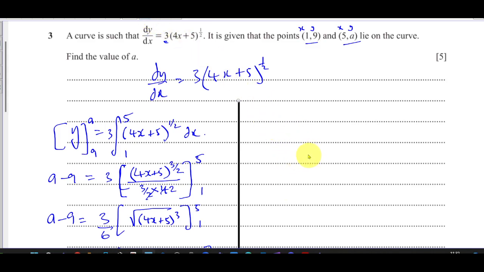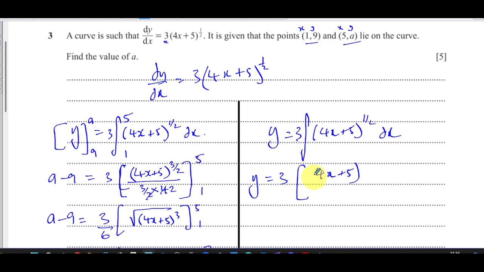So what you could do here is you could say, okay, I know that y is going to be equal to the integral of, I'll write 3 outside, (4x plus 5) to the power of a half with respect to x. All right, so let's just find an expression first for y. So y equals 3 times, let's integrate this now, same way as we integrated before. We have (4x plus 5) to the power of 3 over 2 divided by 3 over 2 and multiplied by 4. Okay, and then I'm going to put plus c. Okay, plus c. I'm not putting limits here.